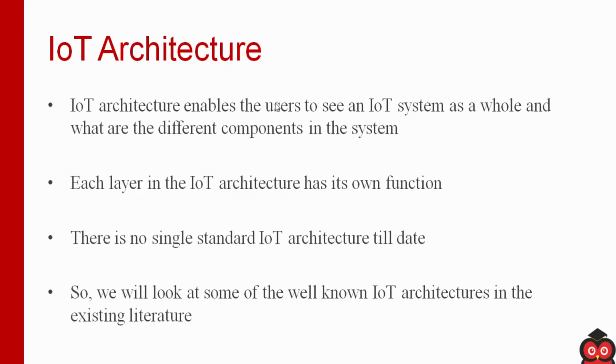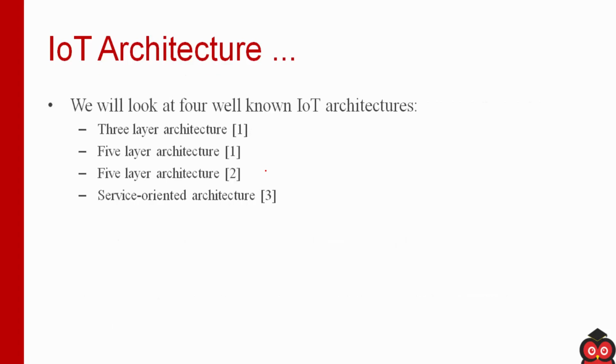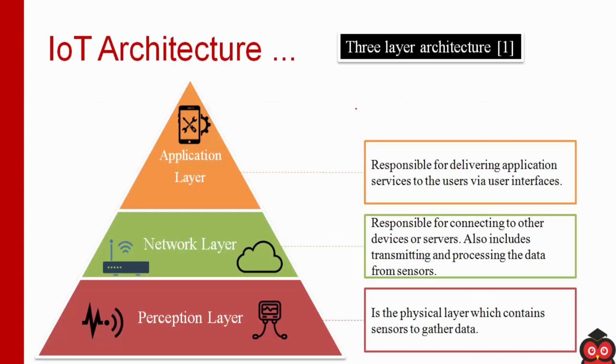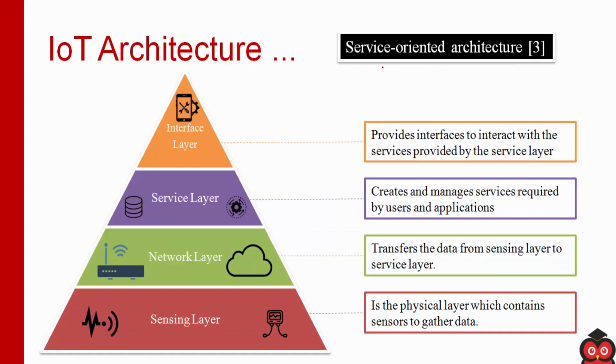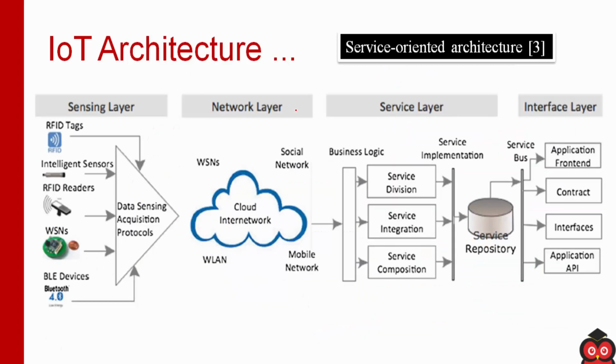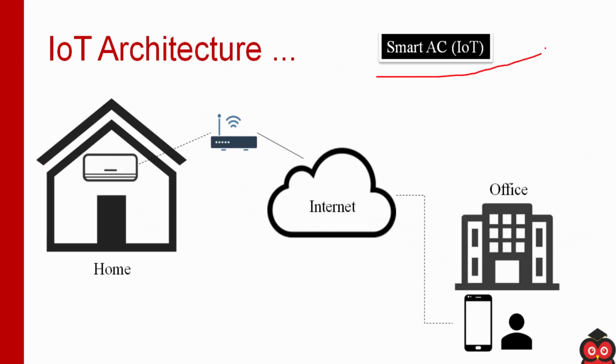Hello students, in the last session we discussed IoT architecture. We have seen four architectures. First we saw the three-layer architecture, then two five-layer architectures, and finally the service-oriented architecture, which contains four layers. At the end of the session I gave you a small example of a smart AC system which uses IoT.